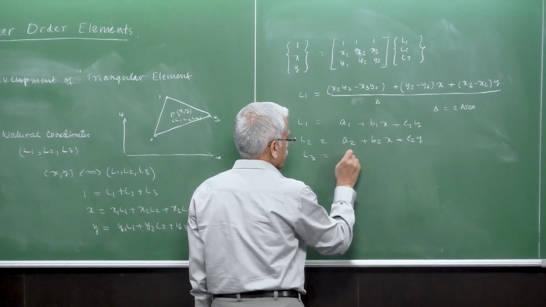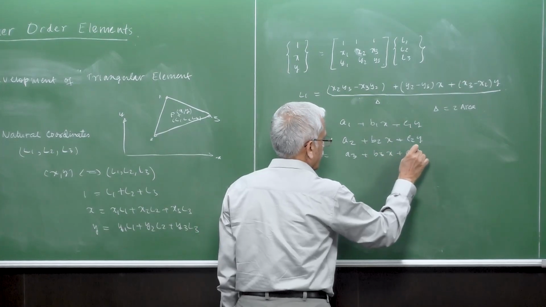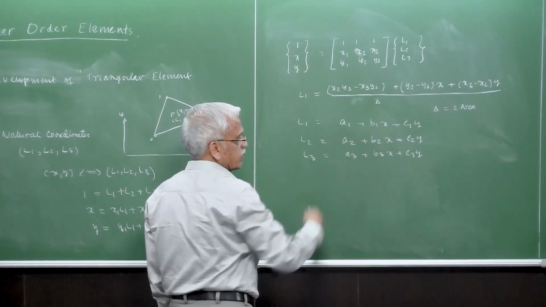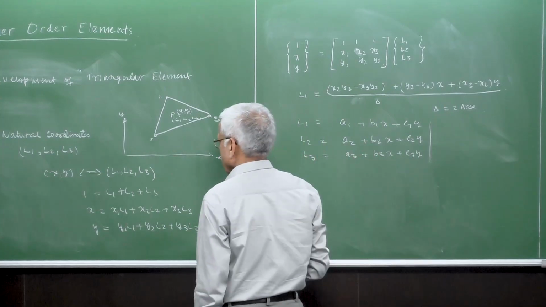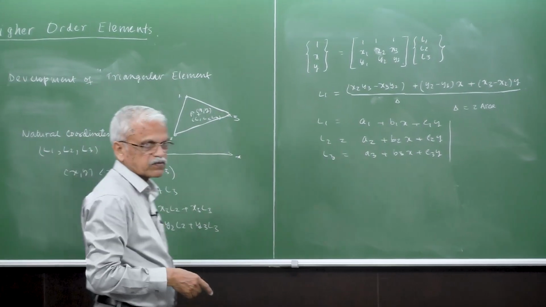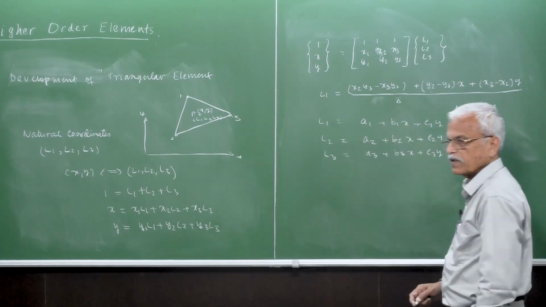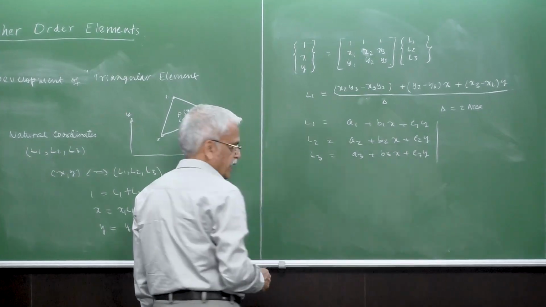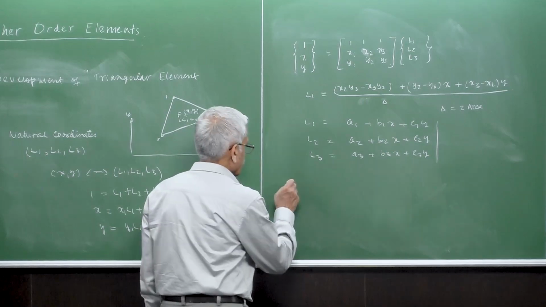So this is the transformation between the given xy. You can find out L1, L2, L3 in this manner, okay? And given L1, L2, L3, you can find out the xy also. So these are two relationships we can find out between these. And so these are the coordinates. And then we have the shape functions.